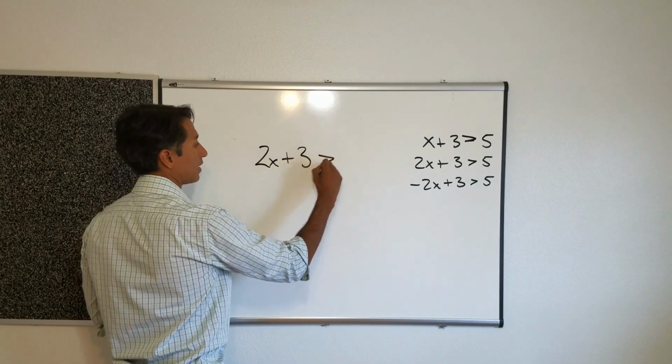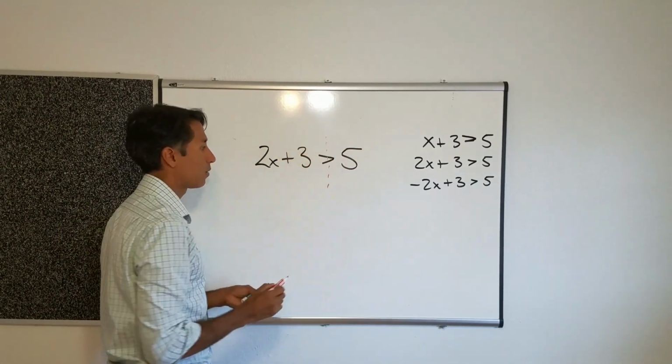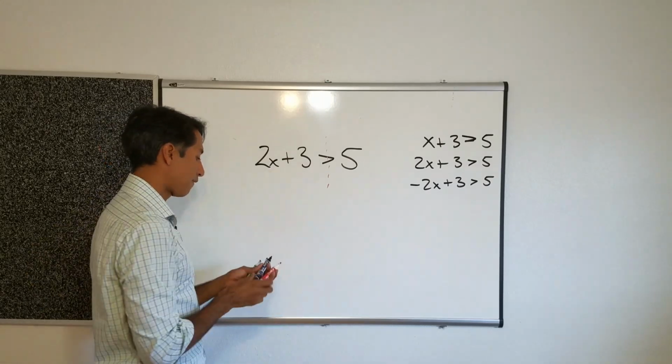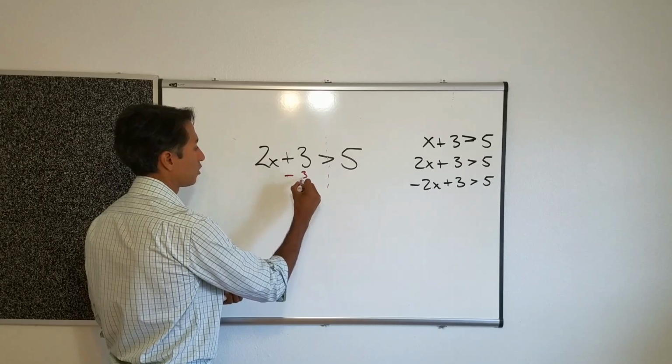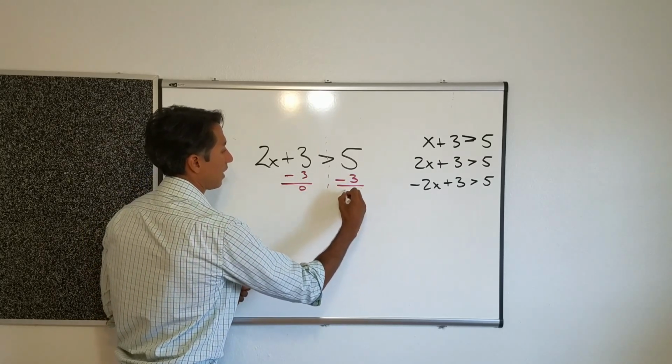2x plus 3 is greater than 5. Okay, well, we have our barrier here, as always. We need to isolate the variable, but you need to get rid of this guy first, as we did before. So let's subtract 3, 0, and subtract 3, and we get a 2.